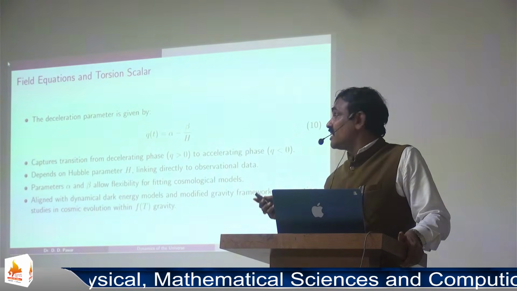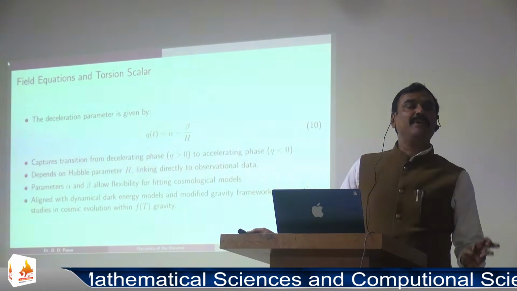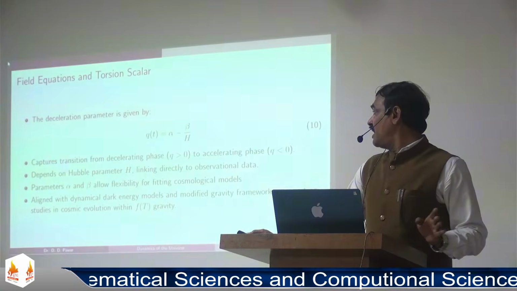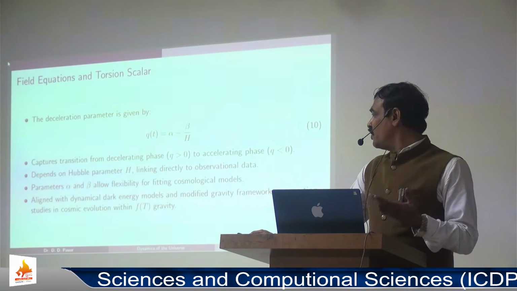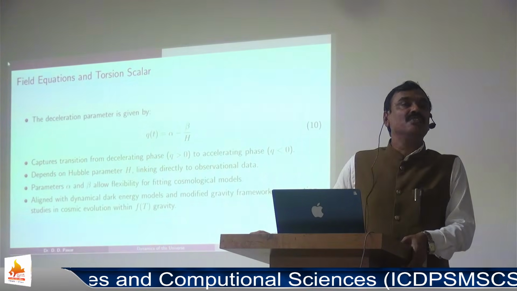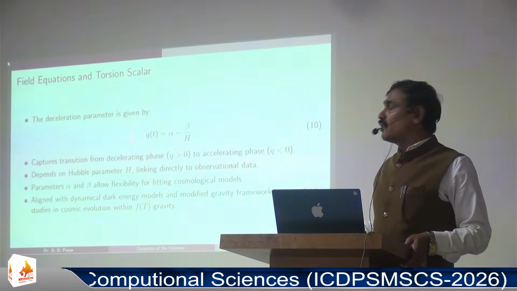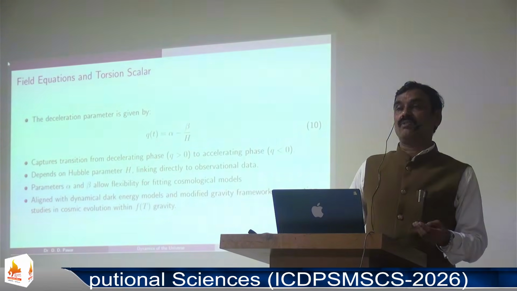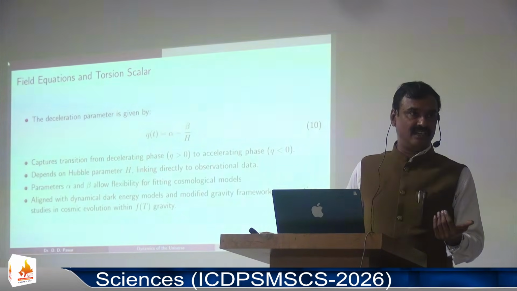So the first assumption is the deceleration parameter. These are some parameters: Hubble parameter, deceleration parameter, and again some mu, nu, omega. These are different cosmological parameters used for the study of the universe. This q(t) plays the role of showing how the universe works out, meaning either the universe is accelerating or decelerating.